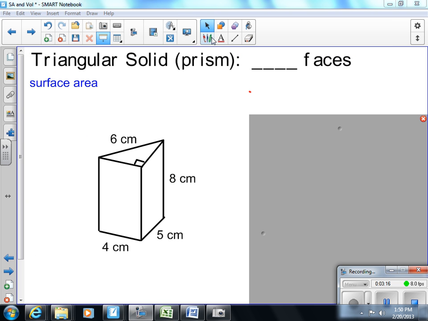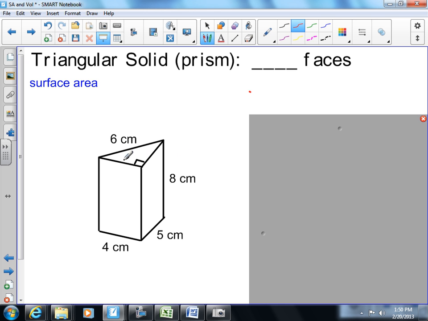Okay, our next figure is a triangular solid or prism. How many faces do I have here? 5. Remember, there's one that you can't see, and that's kind of like the back side. Let's start then with the bases. The bases are triangles. Are they exactly the same?